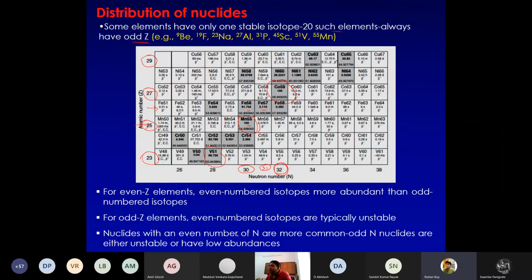So is there a hard and fast rule that if there is an even number of neutrons, the isotope is more stable? Generally yes. Generally, the even neutron number isotopes, of course there are exceptions, are more common. I have not said that you only have even numbers. They are more common. There are some exceptions and there are reasons for that.